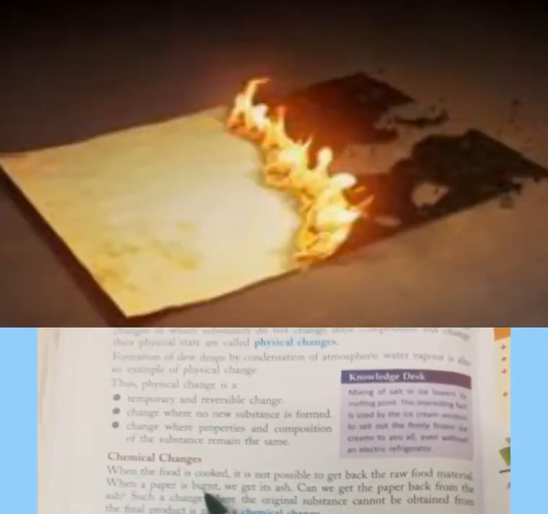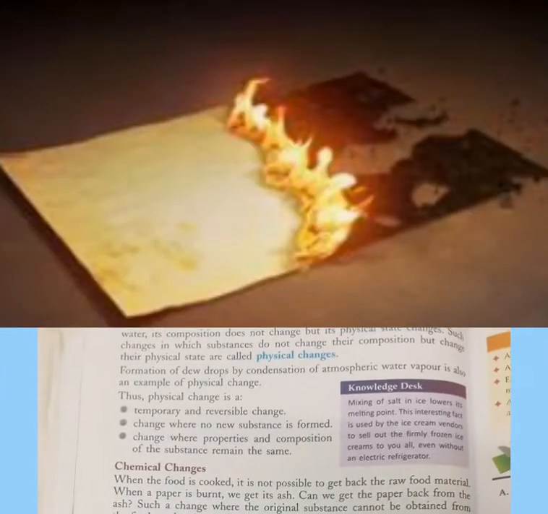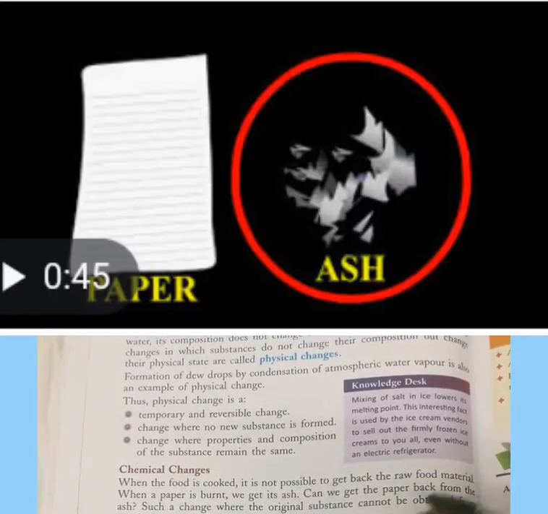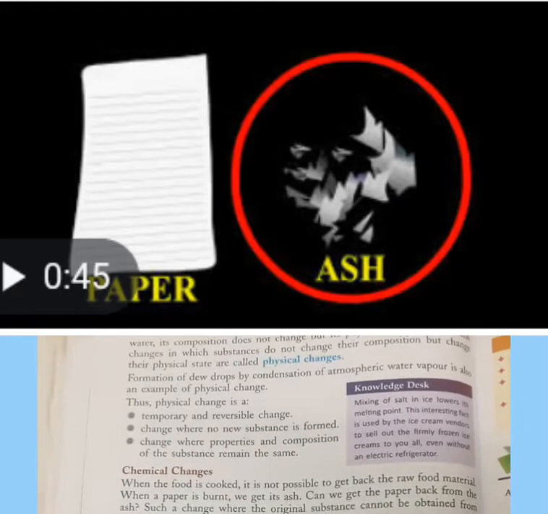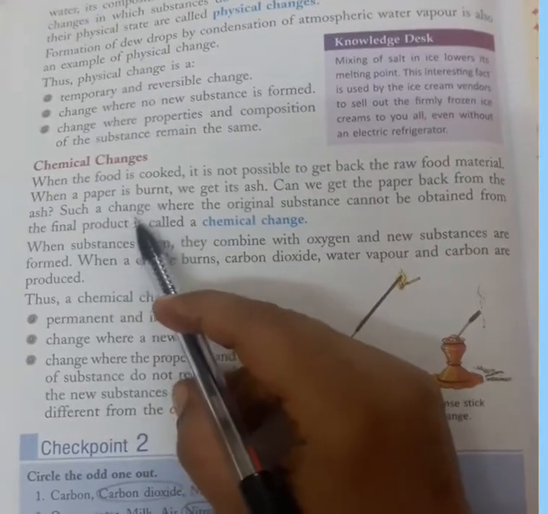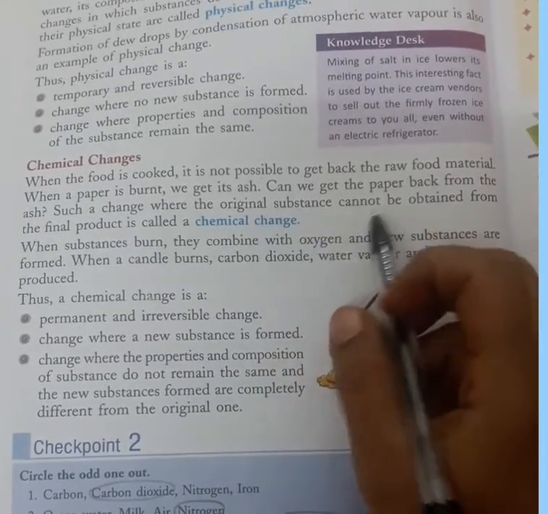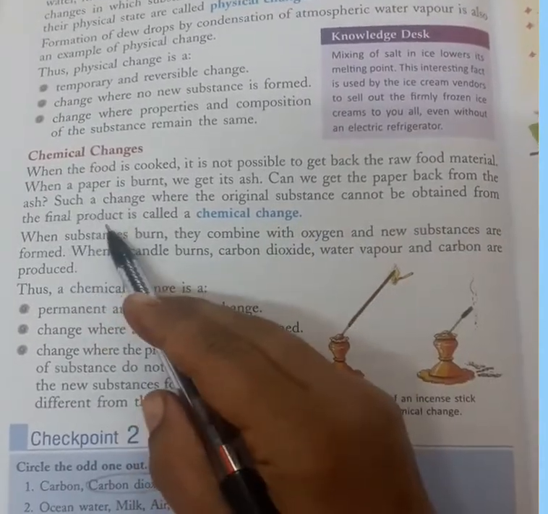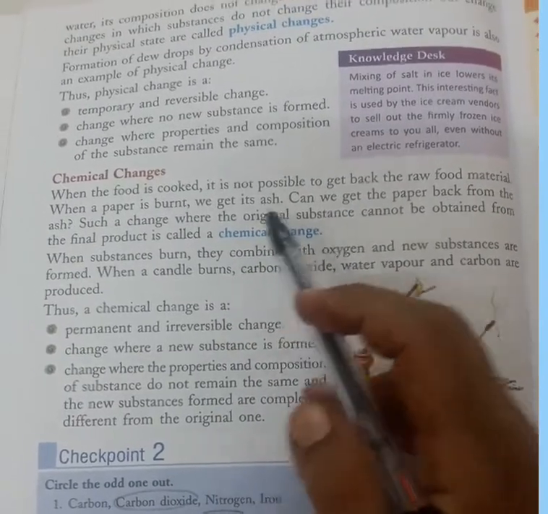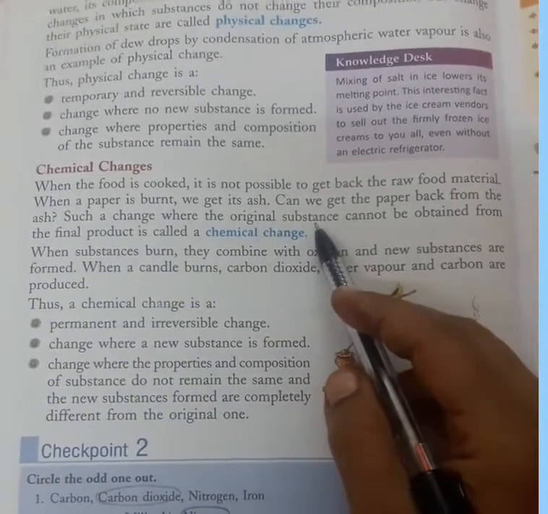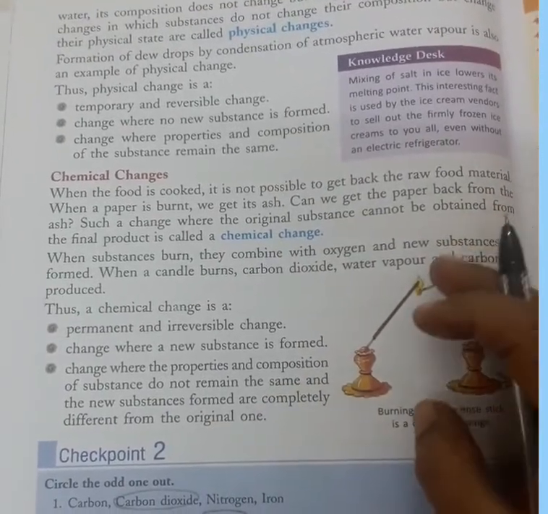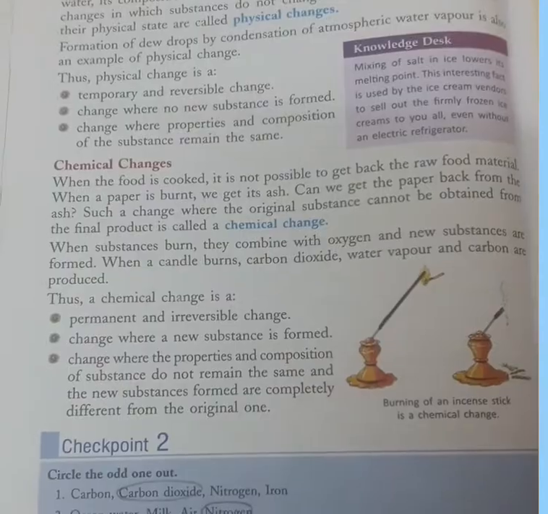Similarly, when a paper is burnt, we get its ash. If we burn a piece of paper, we get ash, and we cannot get back the paper again. So, such a change where the original substance cannot be obtained from the final product is called a chemical change. In a chemical change, we cannot get back the original substance and a new substance is formed which has completely different properties from the original substance.